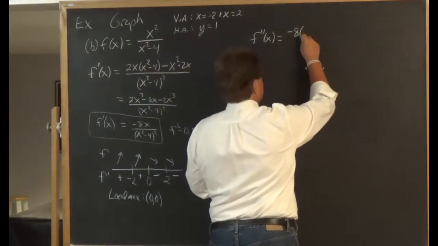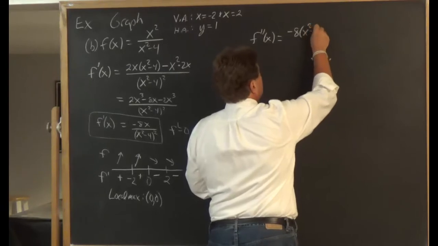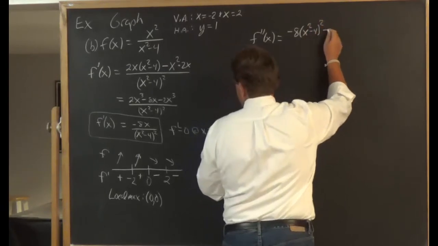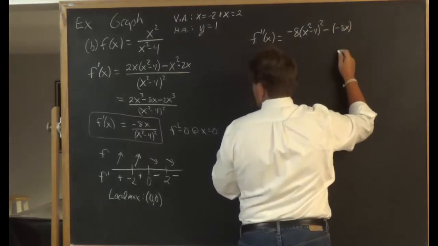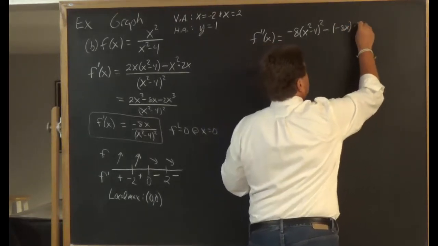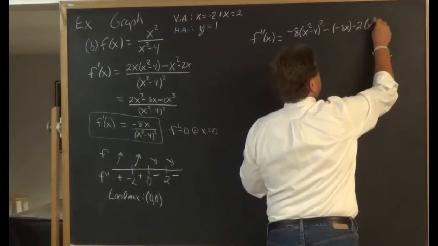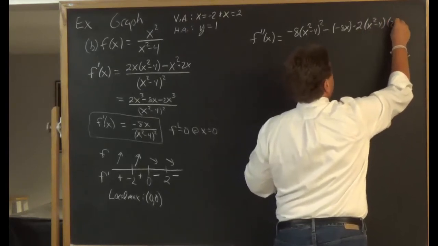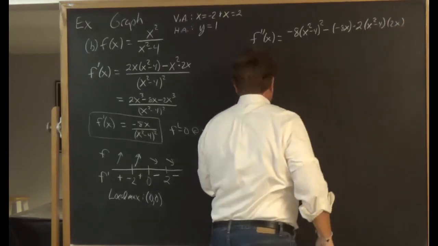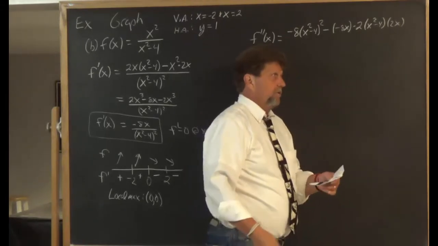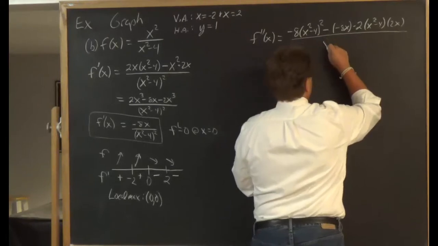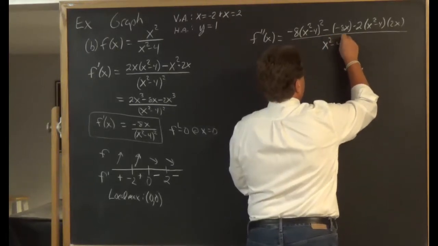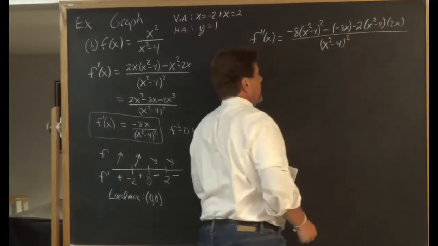times the denominator, minus the numerator times the derivative of the denominator. And notice when we do the derivative of the denominator, we have to use the chain rule. And then all of that's over the denominator squared.